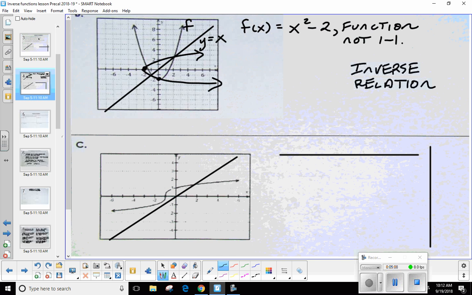So yes, all we do is we take the x and the y and we switch their positions in the equation. So remember, that function notation f of x, that is just y. So I'm going to say x equals y squared minus 2. And now when you solve for y, the result is going to be the inverse. Now whether it's an inverse function or relation depends on what we talked about previously.